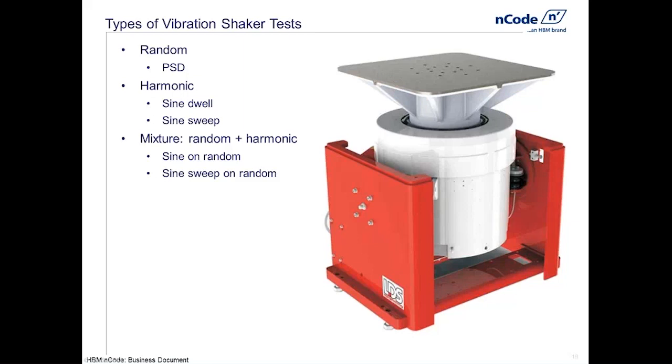That's the random PSD case. The harmonic case could be a sine dwell or sine sweep. With a sine dwell, there's no need to run lots of frequencies if we have only one resonant condition we're trying to excite. So a sine dwell is run at just one frequency, instead of all those PSD frequencies randomly phased together.